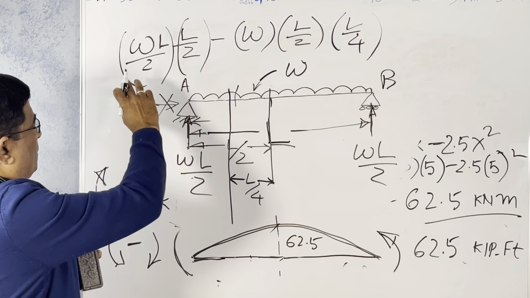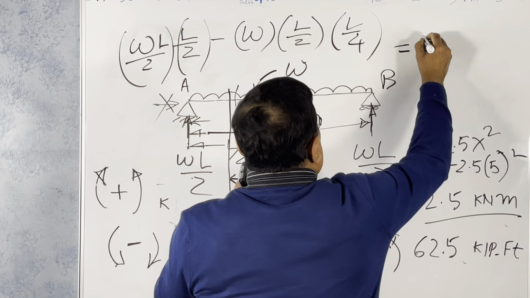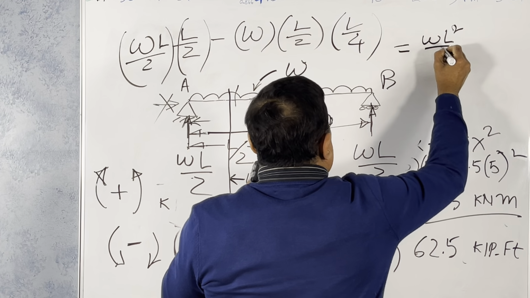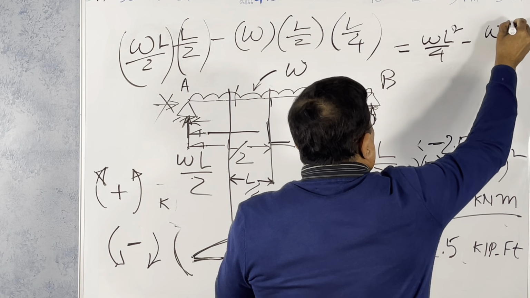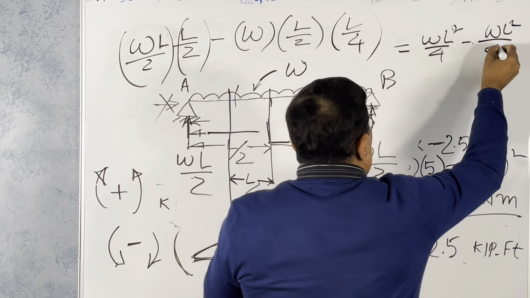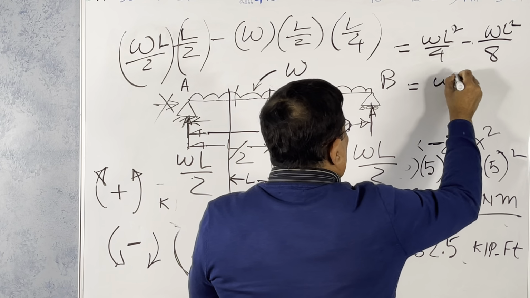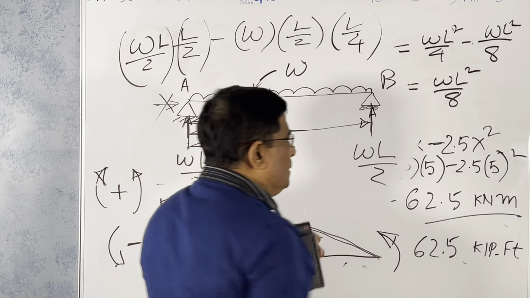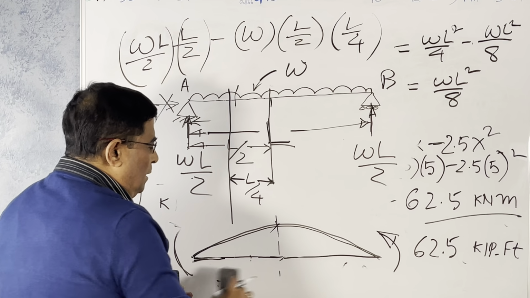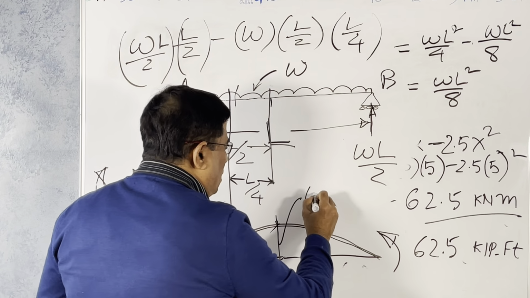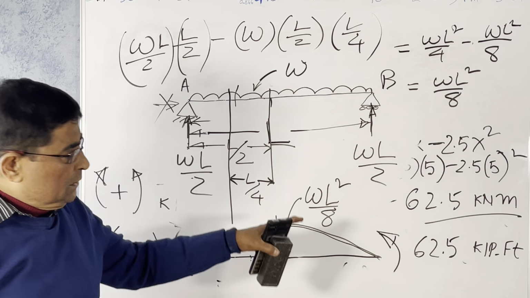So what is the equation now? It becomes WL square upon 4 minus WL square upon 8, right? So this becomes WL square upon 8. So this middle, if you do not express in terms of numbers, is always WL square upon 8. This is a formula.